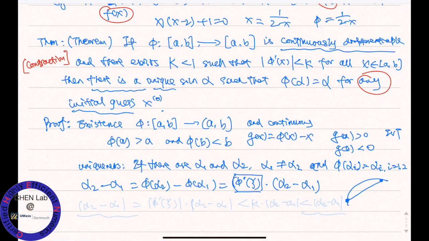So we're going to get something crazy, a contradiction, because if you take the absolute value of both sides, this is the absolute value of phi prime at some c in the domain times the absolute value of alpha 2 minus alpha 1. And by assumption, this is less than k times the absolute value of alpha 2 minus alpha 1, and we know k is less than 1. So you're telling me alpha 2 minus alpha 1 is less than alpha 2 minus alpha 1. That's crazy. So the assumption is wrong, right? So there is a unique solution. Next class we're going to continue this and show you what we mean by contraction.